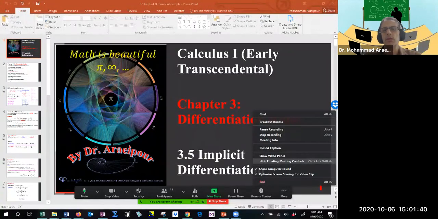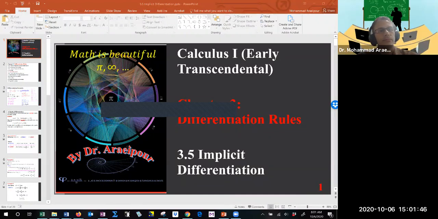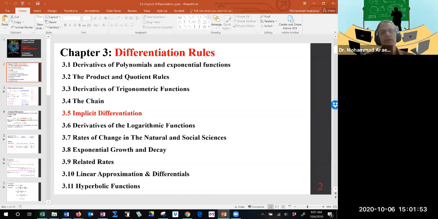Good morning, class. We are looking at section 3.5, implicit differentiation. So we have covered various techniques of differentiation, such as dealing with polynomials, exponential functions, product and quotient rules, trigonometric functions, the chain rule, and we are going to move on to this new section, the implicit differentiation.